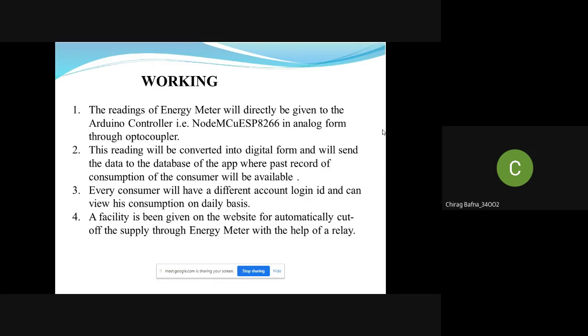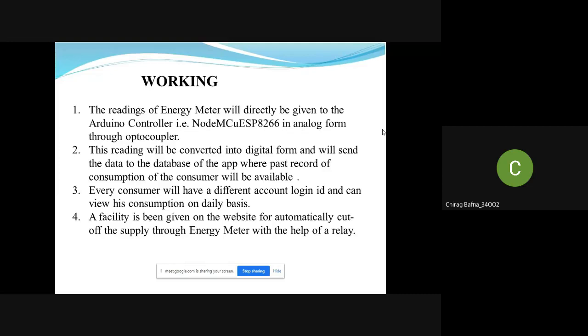Optocoupler consists of an LED and a phototransistor. The anode terminal of the LED of the energy meter is connected to the anode terminal of the LED, and the cathode terminal of the LED is connected to the energy meter through the optocoupler. The collector terminal of the phototransistor in the optocoupler is directly grounded, and the emitter is connected to pin number 5 of the NodeMCU. A relay is also connected to the phase wire between the energy meter to load and relay.